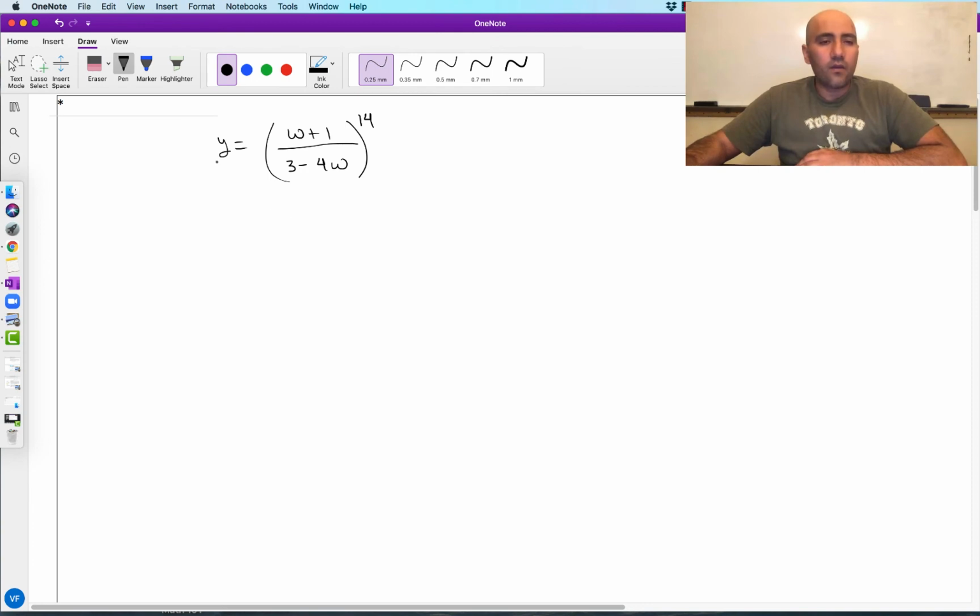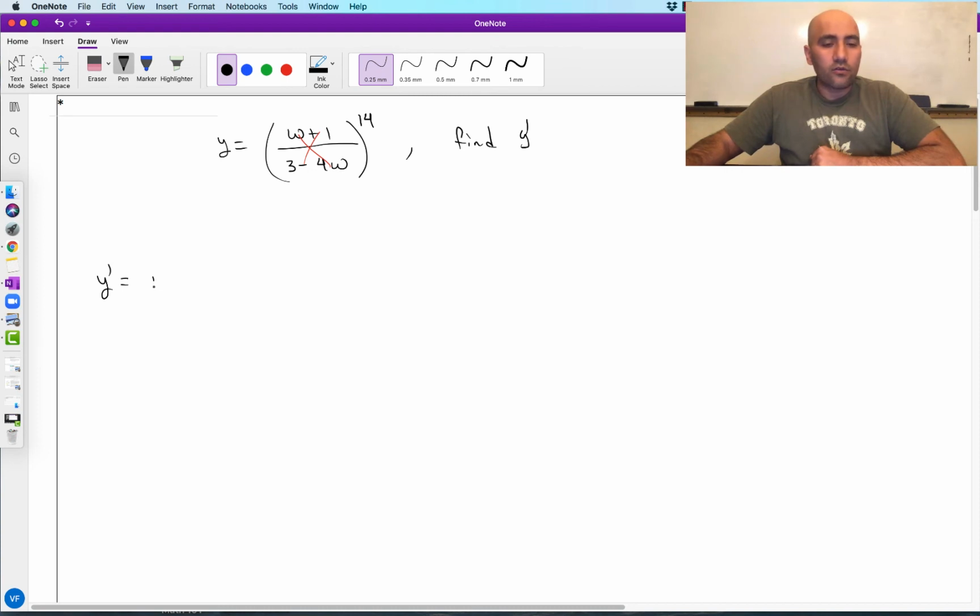Okay, so let's say y equals this function, (w plus 1) divided by (3 minus 4w), to the power of 14, and we want to find the derivative. So it'll say find y prime. So y prime is going to be equal to, okay, well, let's pretend the inside is just one simple little letter. Well, in this case, I'm not using x, so I guess I could just replace it by x, right? So let's pretend for a minute that this is just x to the power of 14. That's easy. We can just use our general power rule.